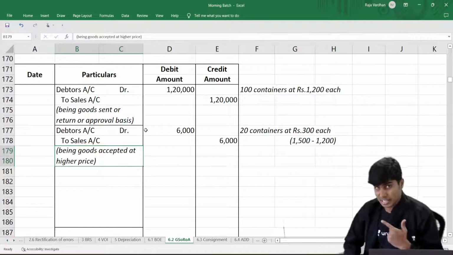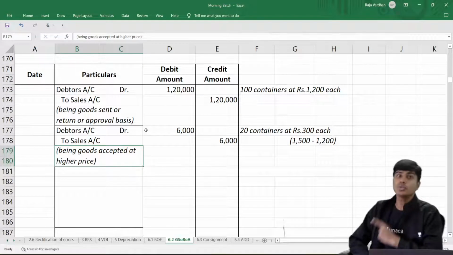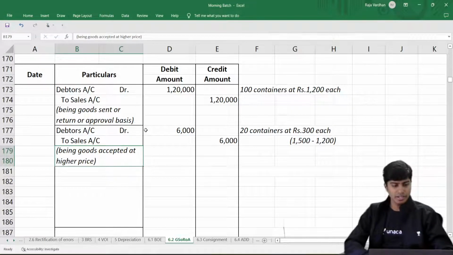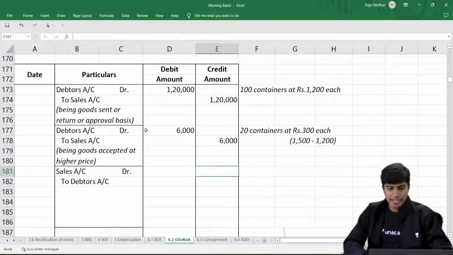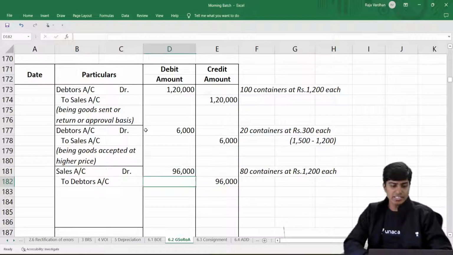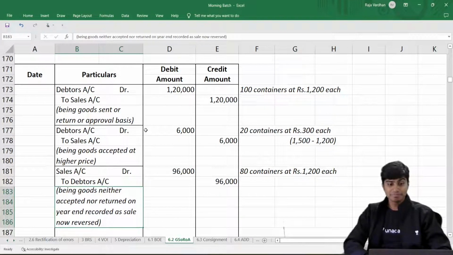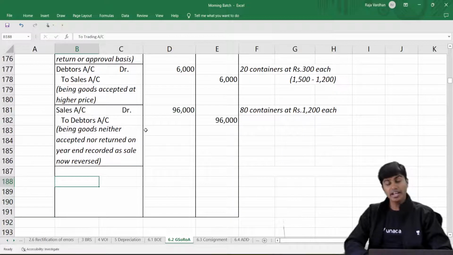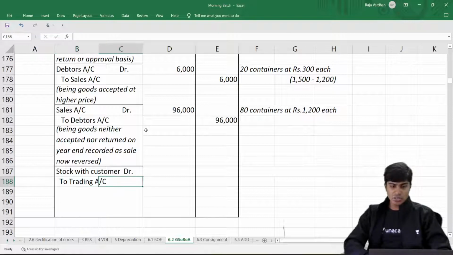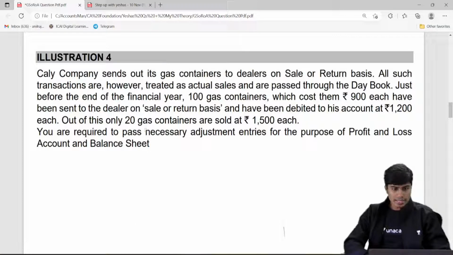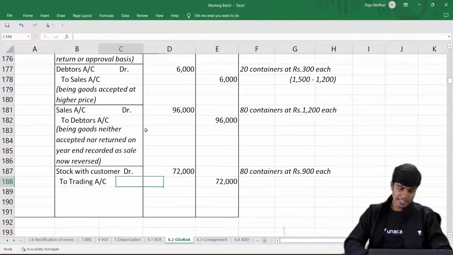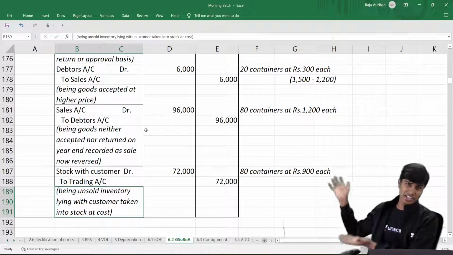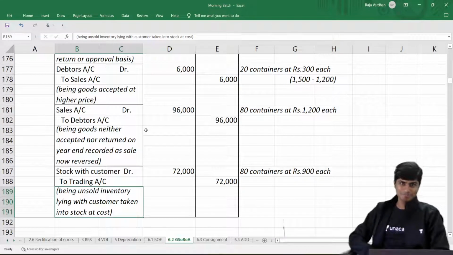When we reverse the sales entry at selling price, it should be the sale price of 1200 that should be reversed and not 1500. Come on, let us write the entry as sales account debit to debtors to reverse it. 80 containers into 1200 each, that is 96,000. Then, going a little further ahead, I'll include it in my inventory by writing stock with customer to trading account. This is to the extent of 80 containers into 900 per container, our cost, that is 72,000. Being unsold inventory lying with the recipient included in the stock now.